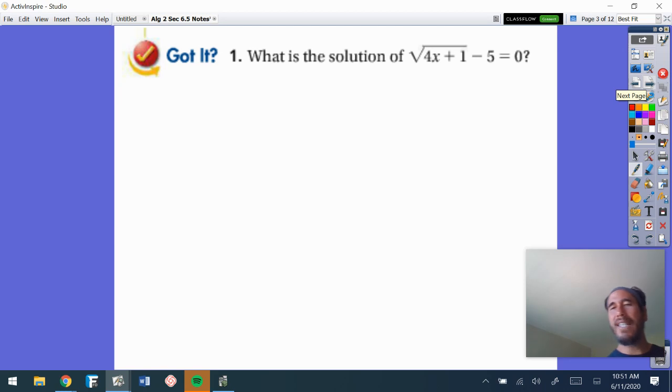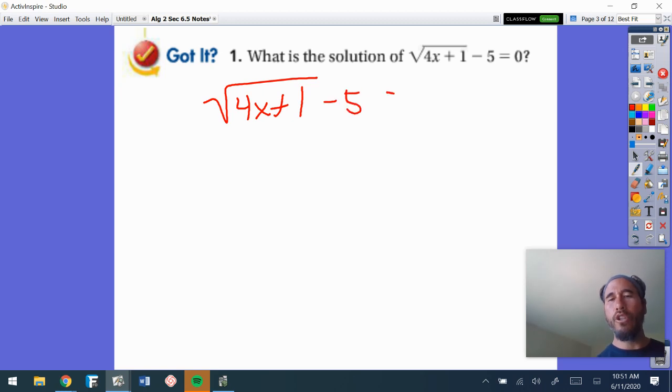Let's see if you guys got it at home. Here we go. The square root of 4x plus 1 minus 5 equals 0. What I challenge you to do as we're both writing this down, or you're doing it in your notes, is to hit pause and see if you can get it on your own. All right, here we go.